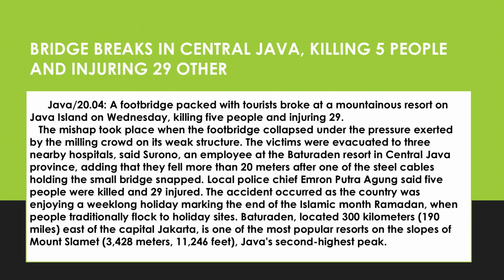The accident occurred as the country was enjoying a week-long holiday, marking the end of the Islamic month of Ramadan, when the people traditionally flock to holiday sites. Baturandan, located 300 kilometers, that means 190 miles, east of the capital Jakarta, is one of the most popular resorts on the slopes of Mount Slamet. Okay. This is the second highest peak in Java.